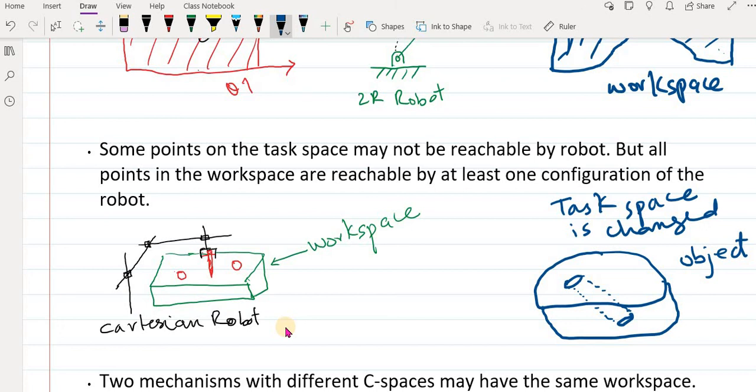Okay, but all points in the workspace are reachable by at least one configuration of the robot. So in the workspace here, all points can be reached by this end effector. In this rectangular workspace, this end effector can reach all points everywhere, but it cannot reach this point where you have a tilted or angled hole.